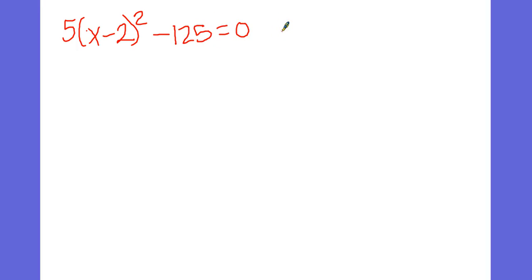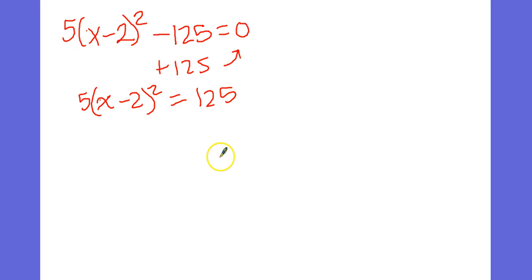So here was our first problem. And do the conditions exist for us to apply square root property? Definitely not, right? So what should we move at least first? Okay, so I'm going to add 125 to that side. So we have 5 times quantity x minus 2 squared equals 125. Any other manipulating I need to do? Divide by 5, because 5 is not a perfect square.